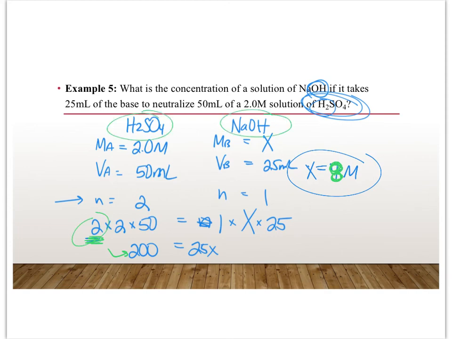This does come up on Regents questions sometimes, so you have to be careful and make sure you count the H's and the OH's. It doesn't tell you to do that on the reference table. You have to do it to get the math right.